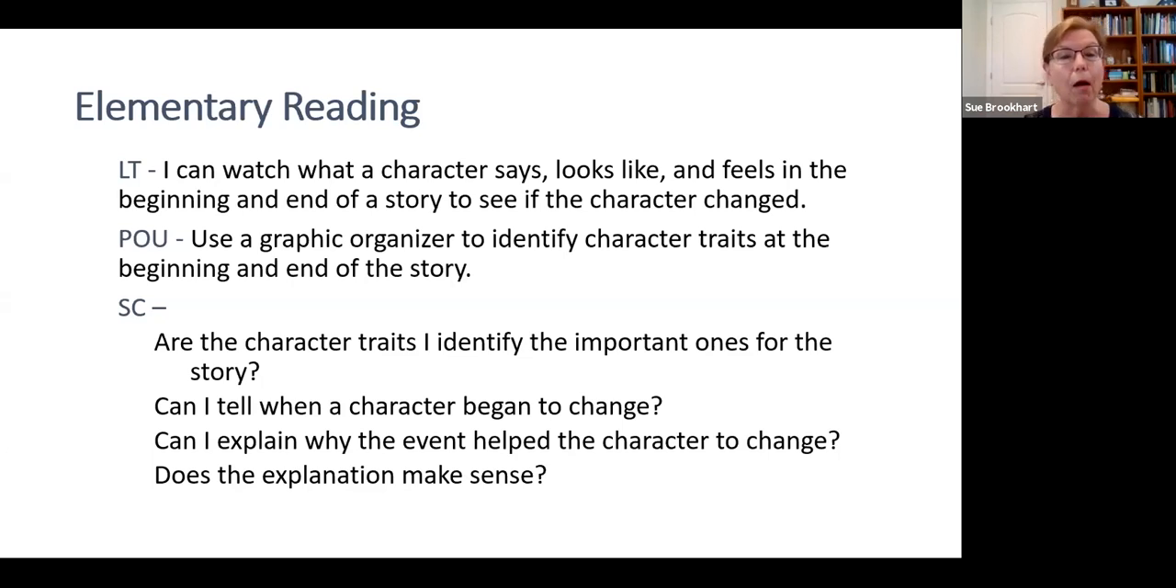But the criteria are: Did I identify the character traits that are important for the story? Can I tell when a character began to change? Can I explain why that event helped the character to change? Does my explanation make sense? So this is an example of one of those more conceptual sets of success criteria, and these are what you're looking for. You're not just looking for a full graphic organizer, or at least you shouldn't be.